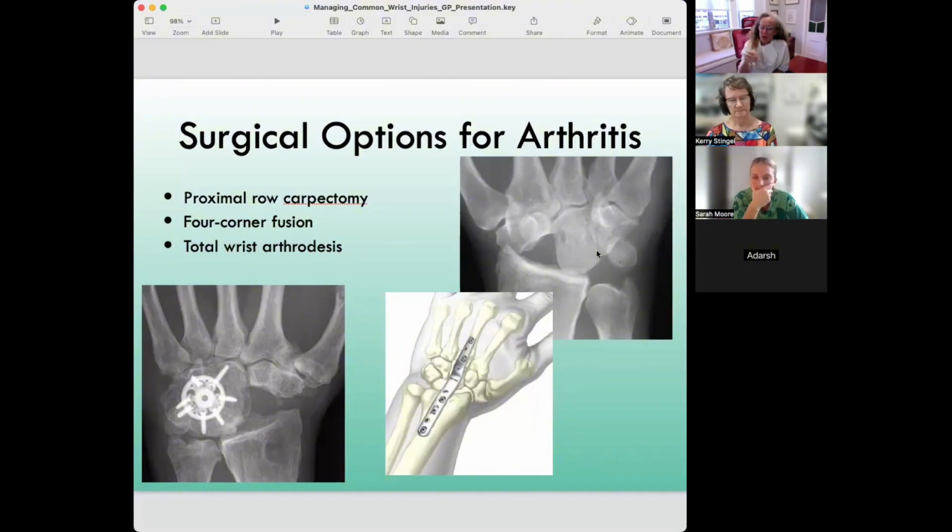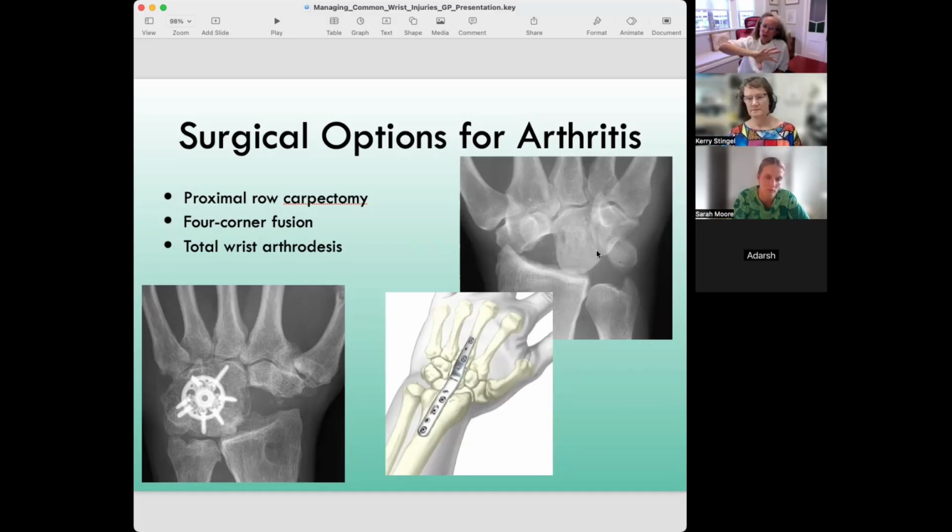You cannot do this operation if there's capitate arthritis. If the capitate is also involved in the osteoarthritis, you can't do this operation because they'll just come straight back in with capitate radial arthritis. And then in the bottom left-hand corner of the screen is what's called a four-corner fusion. This is where you leave the proximal row on the ulnar half and you remove the scaphoid. You can remove all of the scaphoid. Some people remove half of the scaphoid and then you apply a plate to the ulnar side of the wrist. And then the articulation is basically through the ulnar half of the wrist.